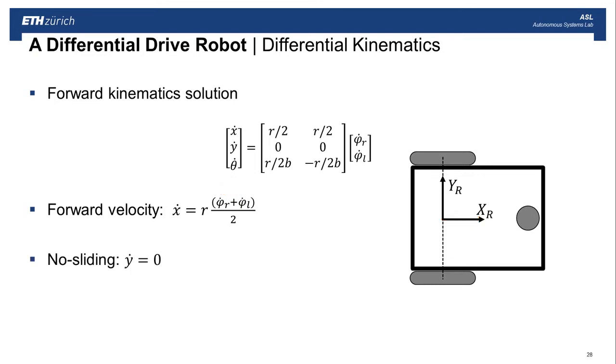Next, the no sliding constraint is satisfied. Because the robot y-axis is lined up with the no sliding constraint, you can see that this is essentially 0. So whatever wheel speeds we put in, we will never get side slip.